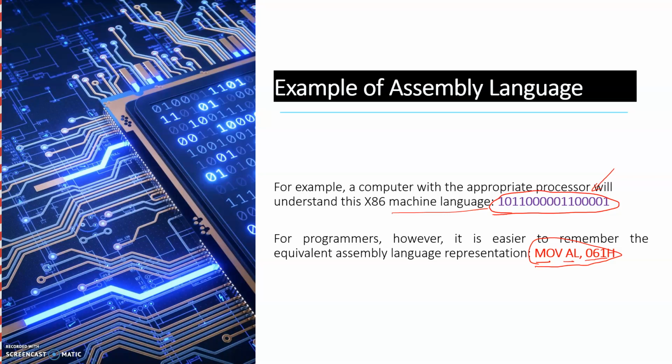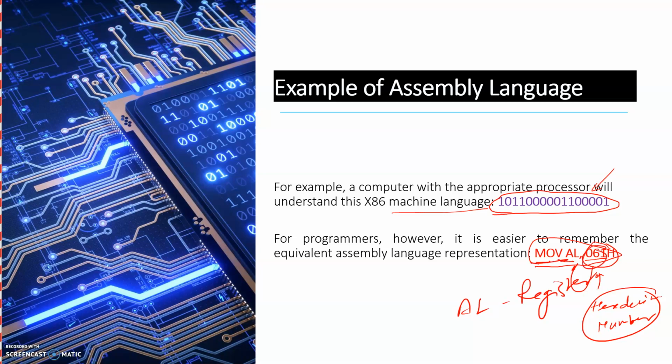AL, 061H. So what is happening here? This is a hexadecimal number. We discussed the hexadecimal number system last week, and we are assigning this hexadecimal number to this register. AL is my register, and it will store this hexadecimal number. So we are telling the system, move this number to this register. That is why we use assembly language to simplify machine language, so that we can read it. But reading assembly language is still difficult.